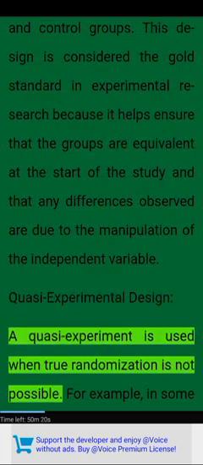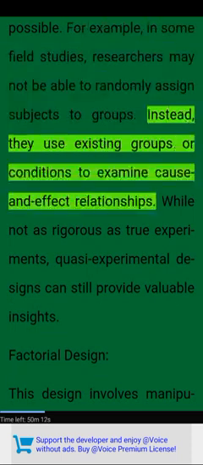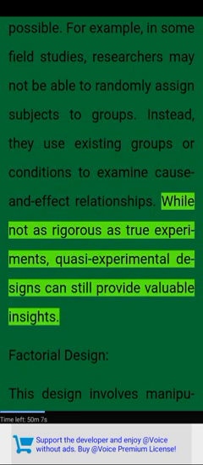Quasi-experimental design. A quasi-experiment is used when true randomization is not possible. For example, in some field studies, researchers may not be able to randomly assign subjects to groups. Instead, they use existing groups or conditions to examine cause and effect relationships. While not as rigorous as true experiments, quasi-experimental designs can still provide valuable insights.